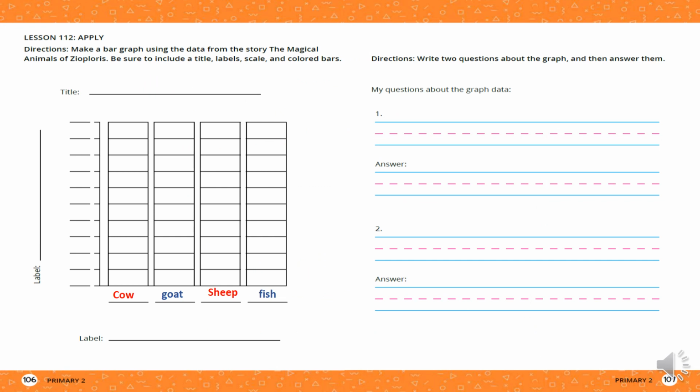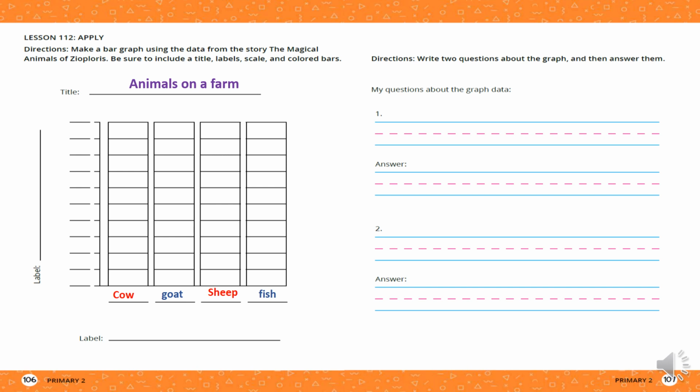Lesson 112, the apply part. Here we have the following bar graph about the magical animals of Zooplorus. We will write the title, labels, scale and colored bars. Here we have the title, animals on a farm.